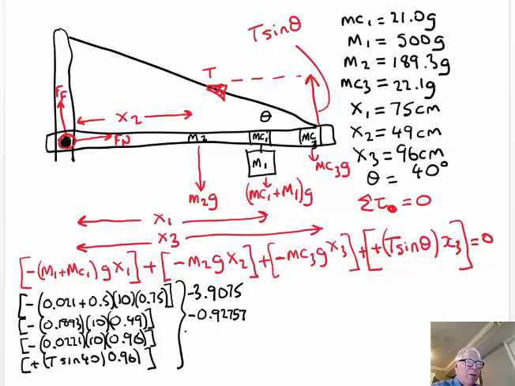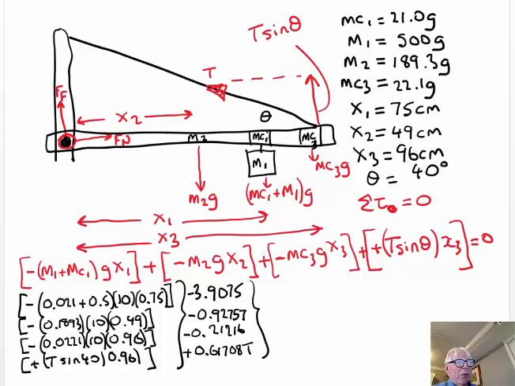And then the third little bit is 0.0221 times 10 times 0.96. And I'm getting minus 0.21216. And then this last bit is going to be 40, make sure you're in degrees, times 0.996. Enter. So this will be 0.61708 T. You add these up.